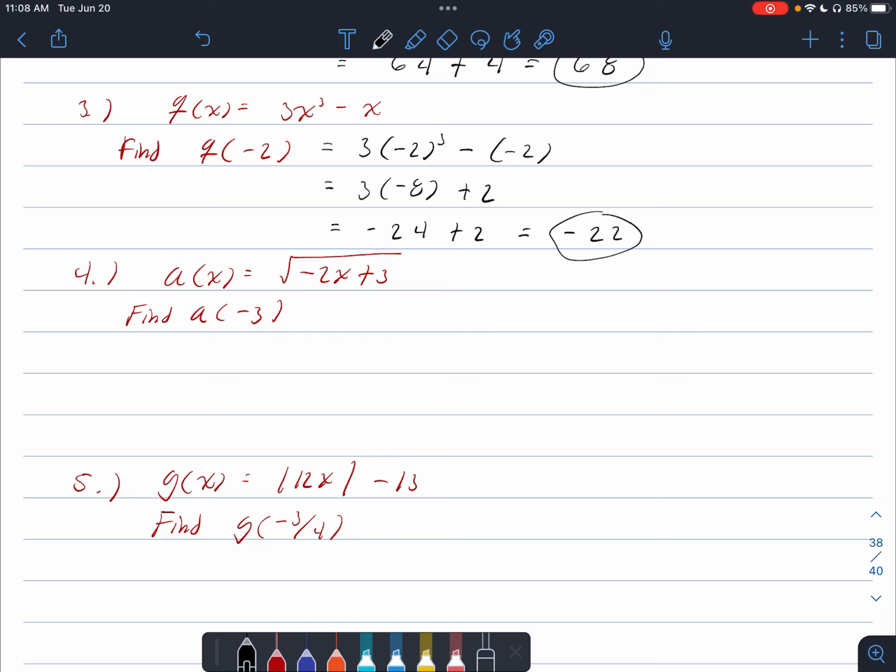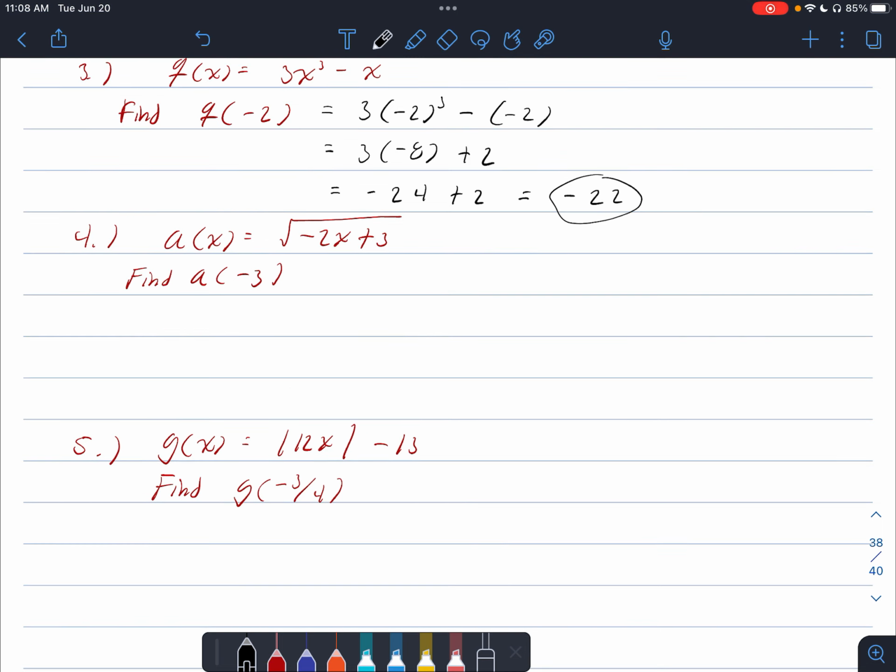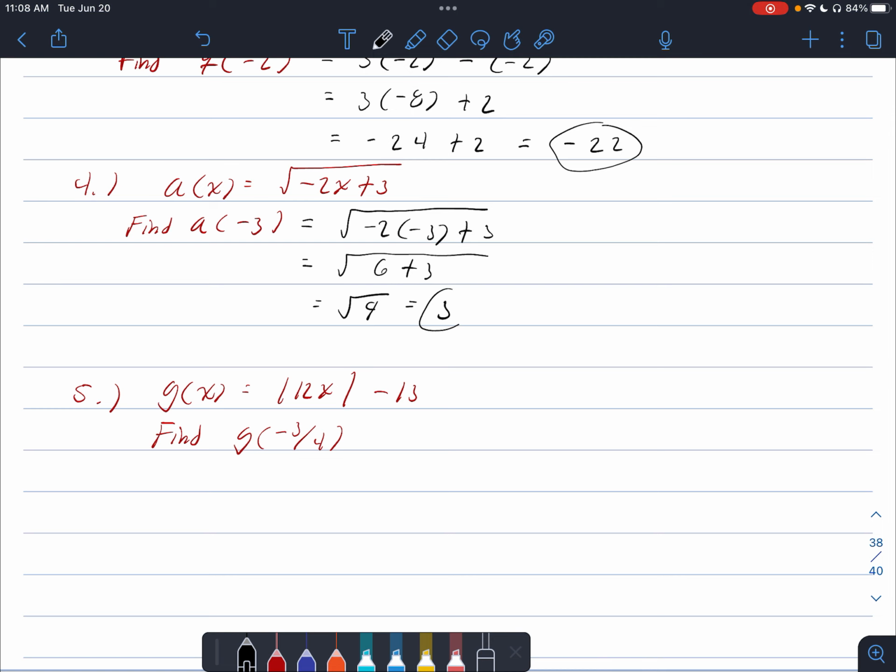How about the situation where we have a of x equal to the square root of negative 2x plus 3, and we're asked to find a of negative 3. It's the exact same concept here. Anytime we see x, we're going to plug in the value we're asked to input. So we'll have the square root of negative 2 times negative 3 plus 3. Negative 2 times negative 3 is positive 6, plus 3. So 6 plus 3 is 9, the square root of 9 is just equal to 3. So a of negative 3 is 3.